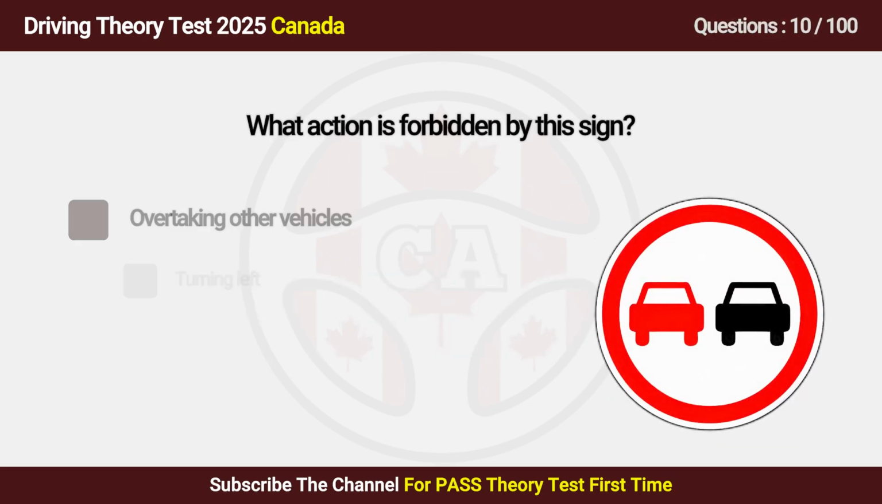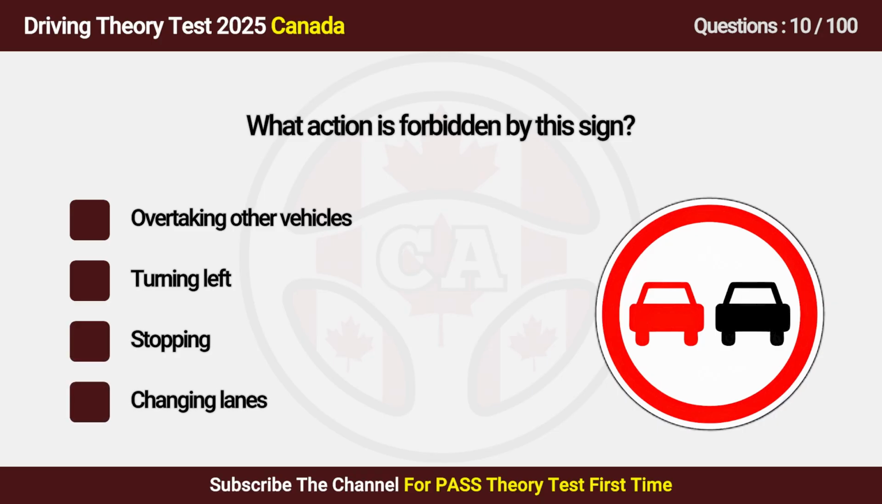Question 10. What action is forbidden by this sign? A. Overtaking other vehicles. B. Turning left. C. Stopping. D. Changing lanes.